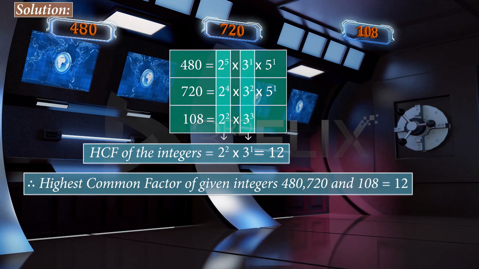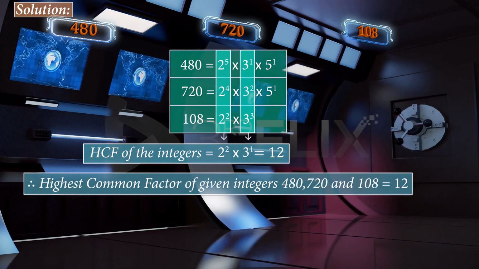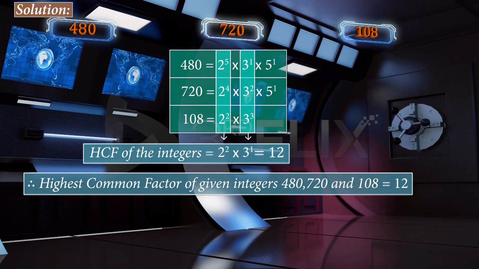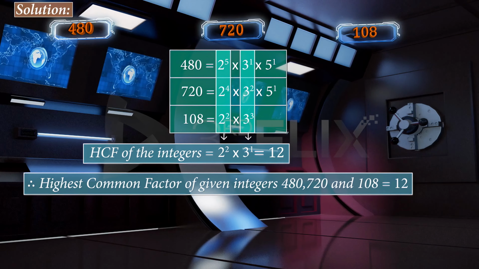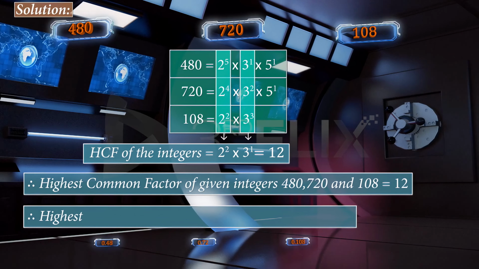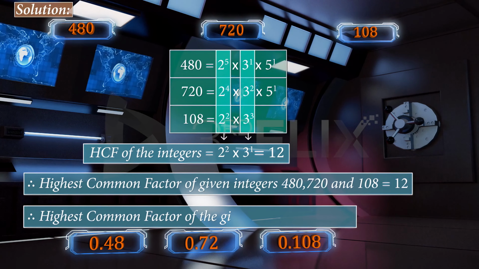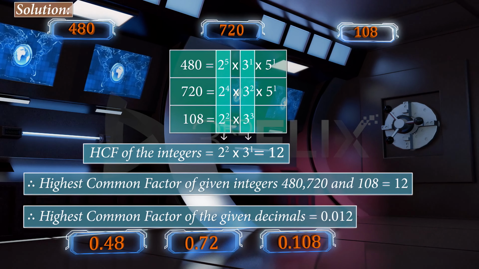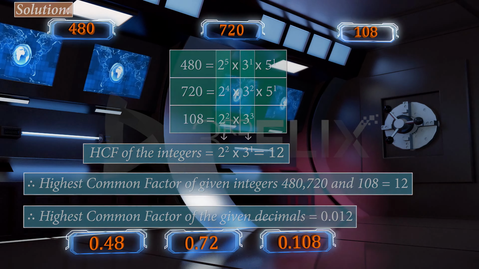Now let us put the decimal point in the resultant number 12, as there are a number of decimal places in the like decimals, 3 decimal places. Therefore, the highest common factor of the given decimals is equal to 0.012. Summary.